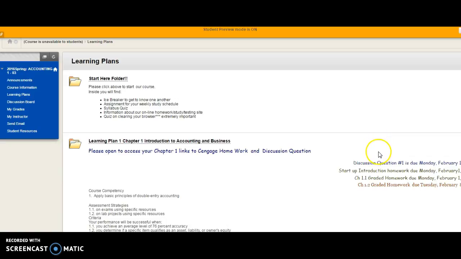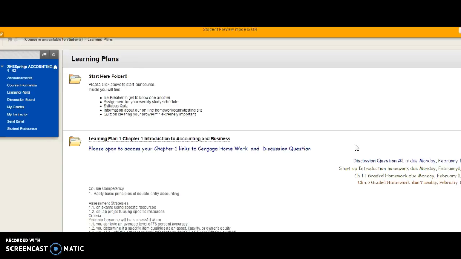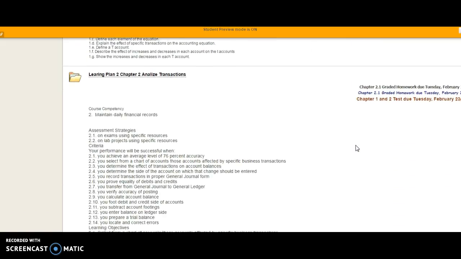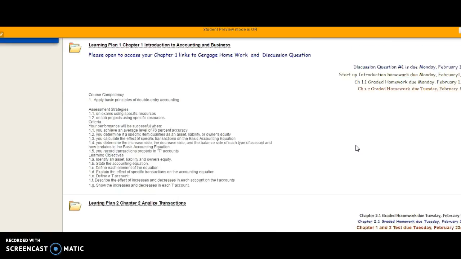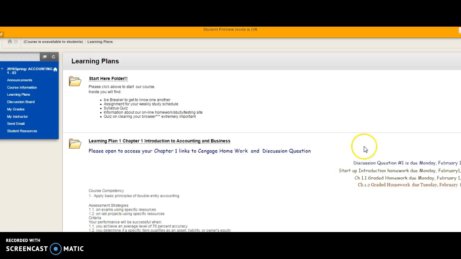The learning plans are broken down into parts. Generally, we will break them down into chapters for accounting. It will depend on your instructor how they are set up, but this is often how they are organized. My Grades, another button, is where your grades are recorded.